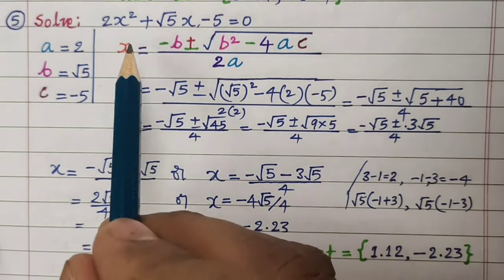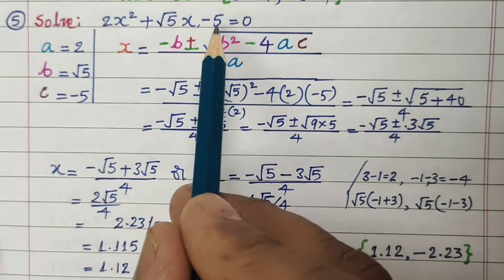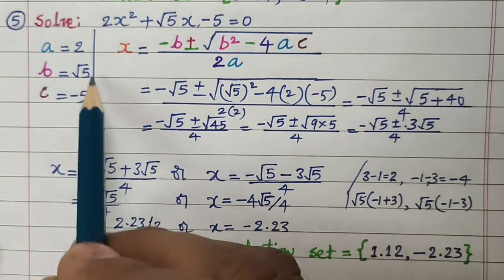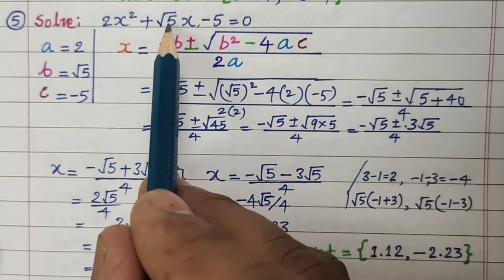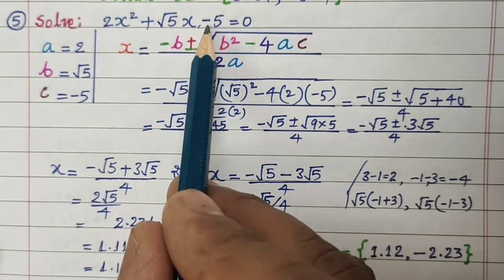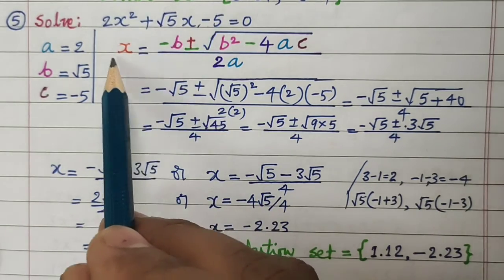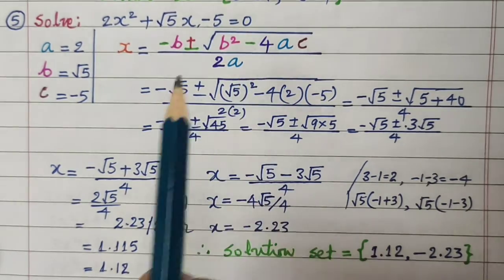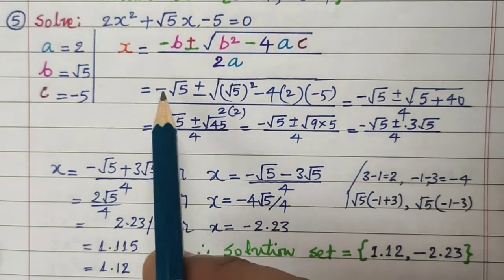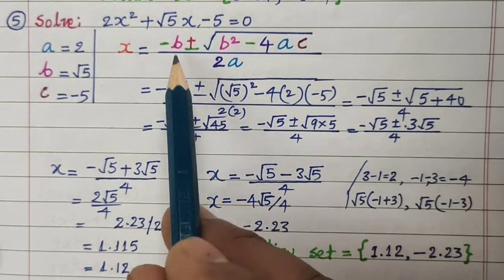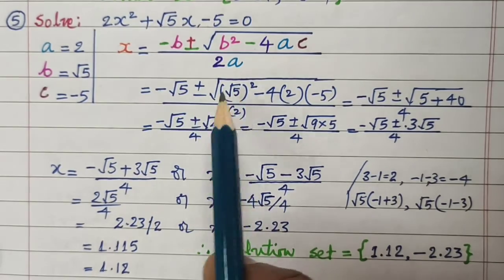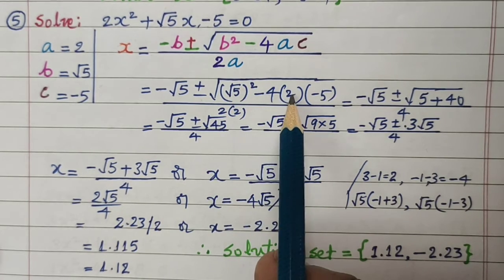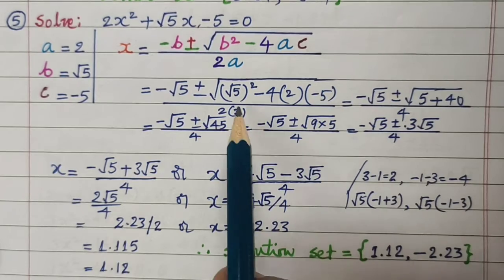Solve 2x square plus square root of 5 x minus 5 is equal to 0. This is already in the standard form. Tabulate the values of a, b, c. A is equal to 2, b is equal to square root of 5, and c is equal to minus 5. Write down the formula: x is equal to minus b plus or minus square root of b square minus 4ac, divided by 2a. Write the values. Minus b is square root of 5, plus or minus square root of b square, which is square root of 5 square, minus 4 into a, which is 2, into c, which is minus 5, divided by 2a.